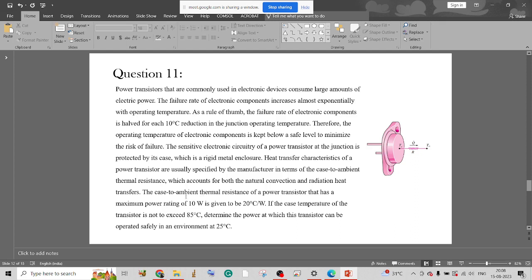Okay. It said that the case temperature should not exceed 85 degrees Celsius. So we have to find out the power for which it won't exceed 85 degrees Celsius. Right, so the final temperature we have to take is 85 degrees, and so we will get the critical power, and we have to keep the power less than that always. So by that we can determine the power. Ambient temperature is given as 25 degrees Celsius.